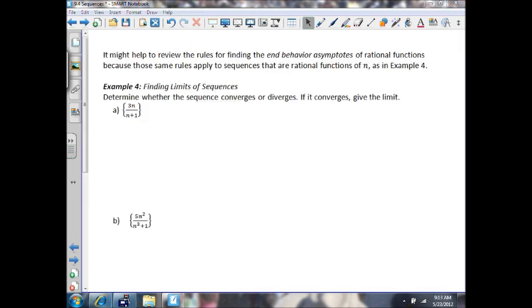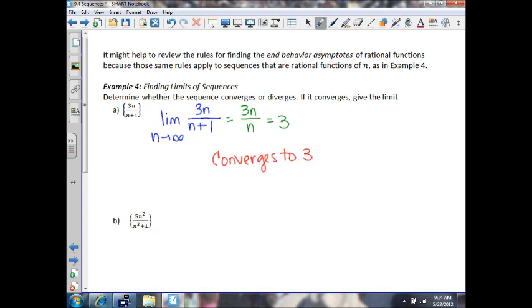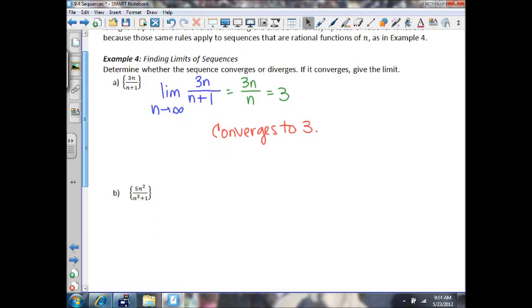It might help to review the rules for finding the end behavior asymptotes of rational functions, because those same rules apply to sequences that are rational functions of n, as in example 4. So really, we're going to be finding the limit of 3n over n plus 1 as n approaches infinity. Well, our leading term, this will really be 3n over n, which will be 3. So there's my limit. So this converges to 3. If we take a look at our leading terms, that's what we get for 3.